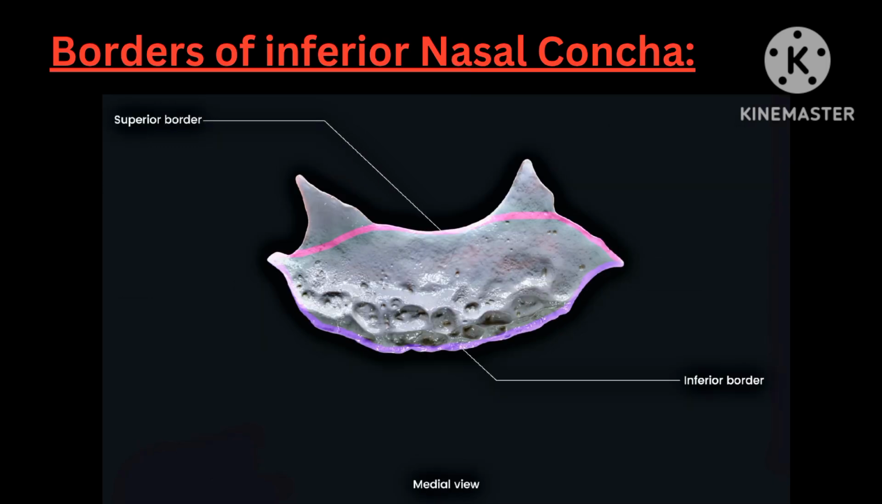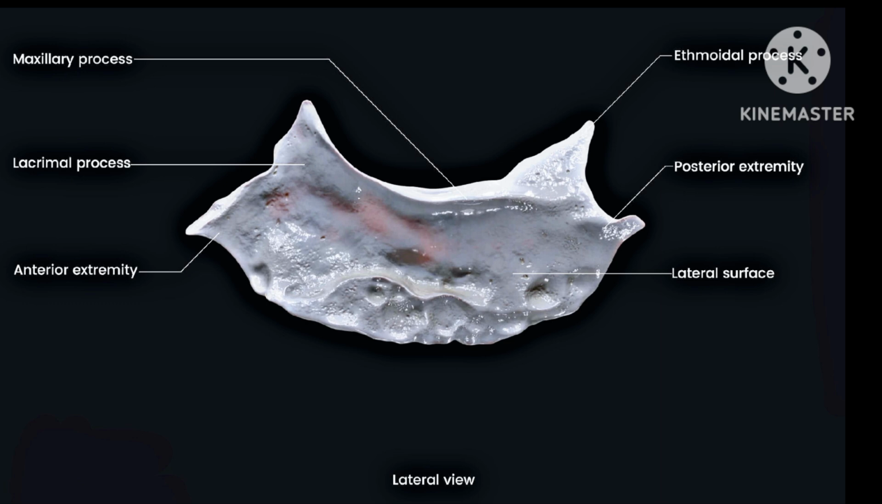Borders of inferior nasal concha. Superior border, articulates with surrounding bones, maxilla, ethmoid, palatine, and lacrimal. The superior border of the inferior nasal concha is thin and irregular, and it can be divided into three regions: an anterior region that articulates with the conchal crest of the maxilla, a posterior region that articulates with the conchal crest of the palatine bone, and a middle region with three processes, lacrimal, ethmoidal, maxillary.